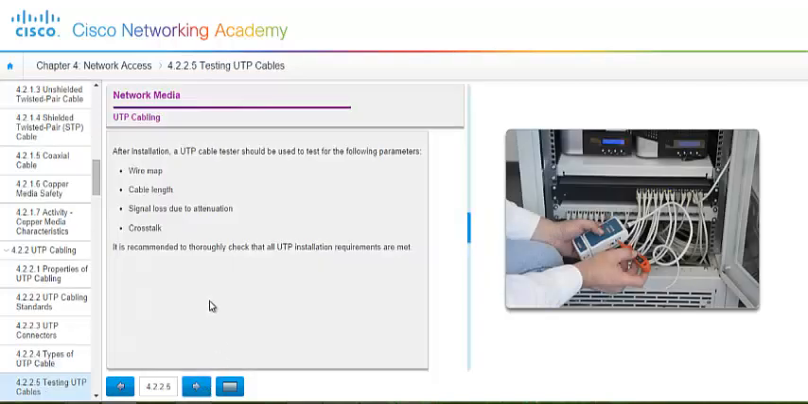After installation, a UTP cable tester should be used to test the cables to make sure that they're working. If you create your own cables and you plug them in and things still are not talking, you need to test them to make sure that you have properly made your connections. The tester is going to look at the wire map, the cable length, the signal loss due to attenuation, and see if there's any crosstalk going on.